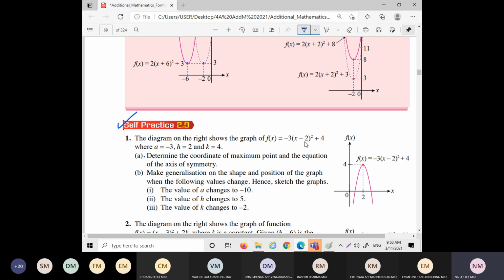For the maximum point, you get it from here and here. Here will give you the x coordinate, so you let x - 2 equal to 0, so x is 2. Then this one will give you the y coordinate, so your maximum point will be (2, 4). If they give you the graph, it's actually very simple, you just see from the graph. Then the equation of the axis of symmetry is this line, named x = 2, because any point that falls on this line has x coordinate 2. That's why this line is named x = 2.